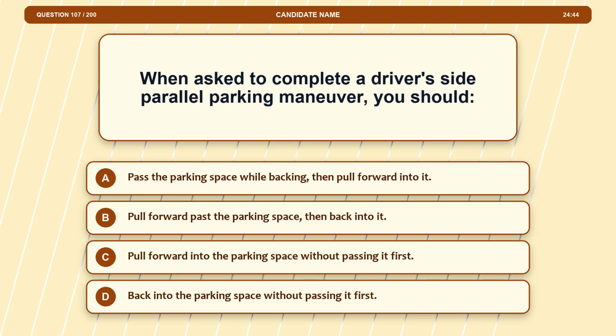Question 107. When asked to complete a driver's side parallel parking maneuver, you should: Option A, pass the parking space while backing, then pull forward into it. Option B, pull forward past the parking space, then back into it. Option C, pull forward into the parking space without passing it first. Option D, back into the parking space without passing it first.